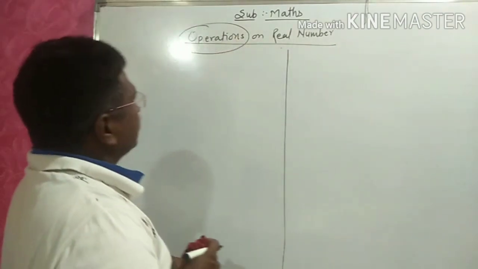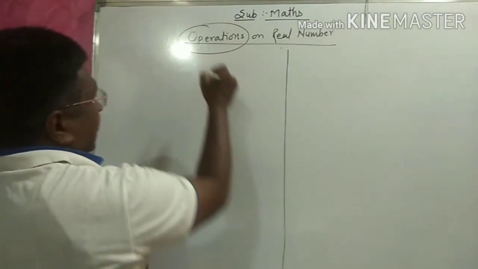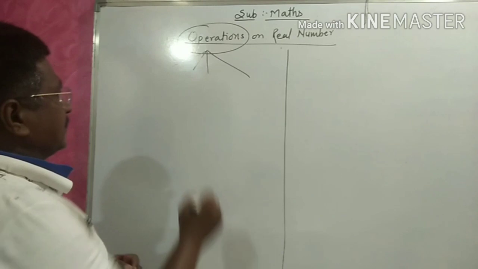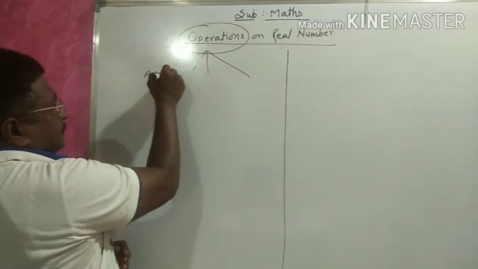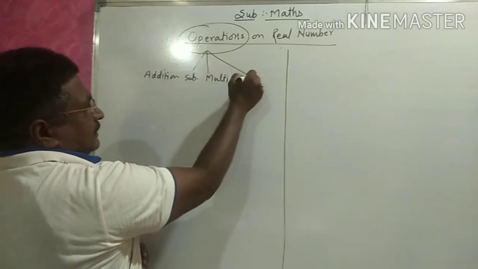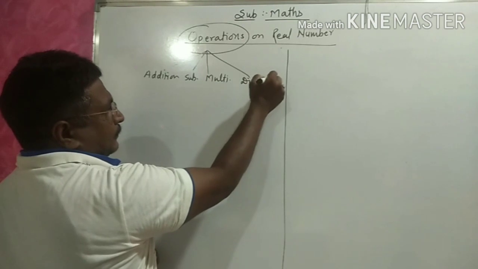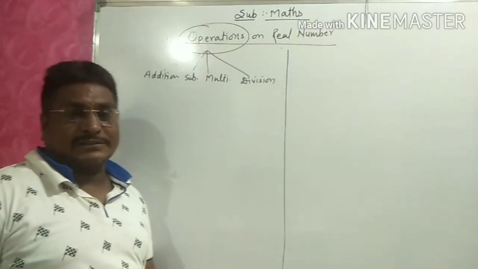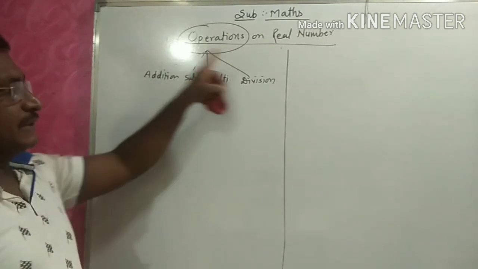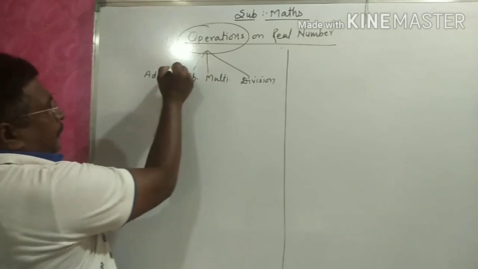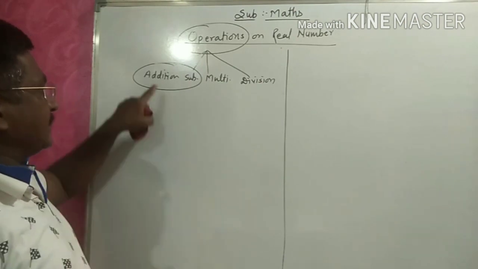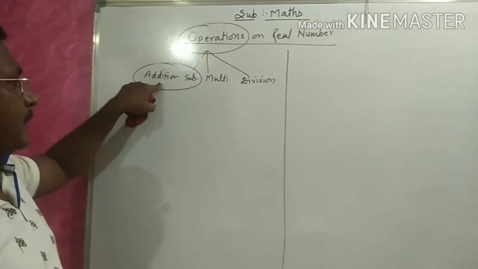But in maths, there are 4 types of operations. Which are the 4 operations? Addition, subtraction, multiplication and division. These are the 4 operations in maths. But from these 4 operations, only 2 operations are main, which are addition and subtraction.